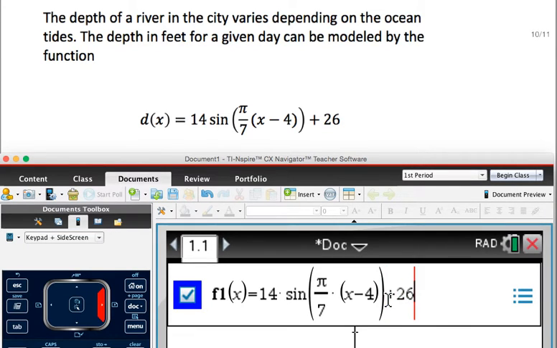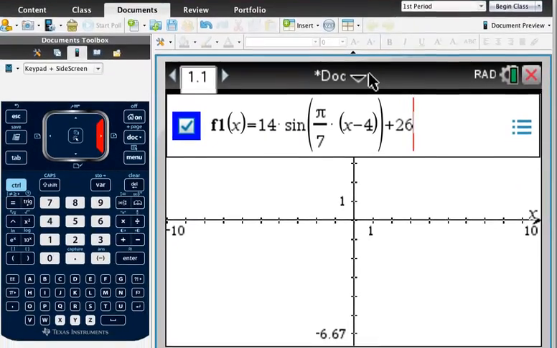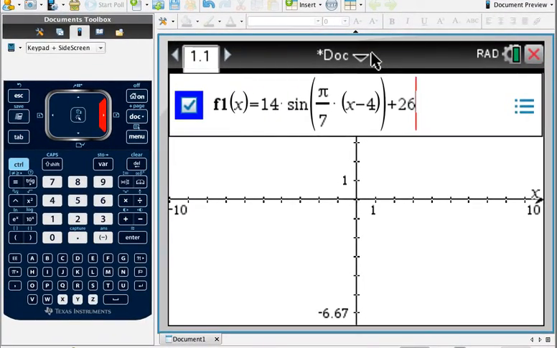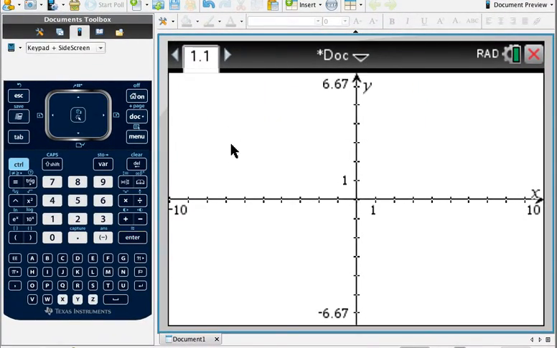Most of my students that had mistakes on the project was just because they put the parentheses in the wrong spot. So check those parentheses. Okay. So once we have that done, go ahead and push enter, and you may not see anything.